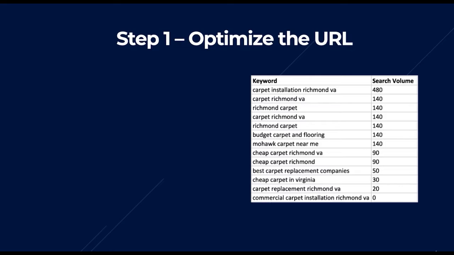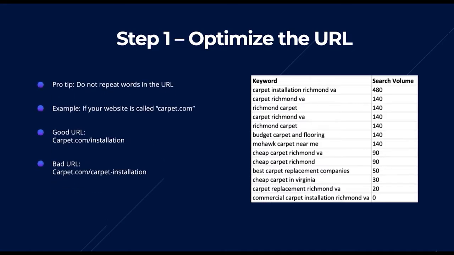Another couple of things you want to be aware of is do not repeat words in the URL. So for example, if your website is called carpet.com, a good URL would be carpet.com/installation, as you have carpet and installation both in the URL now. However, a bad URL would be carpet.com/carpet-installation. As you can see, we now have carpet in the URL twice. We want to avoid having that, as when you mention the same keyword in there twice, you can very, very easily over optimize your site and actually tank it and send it further back on the pages on Google.